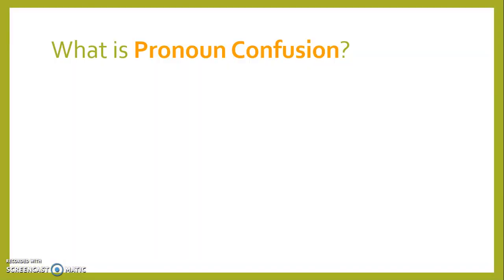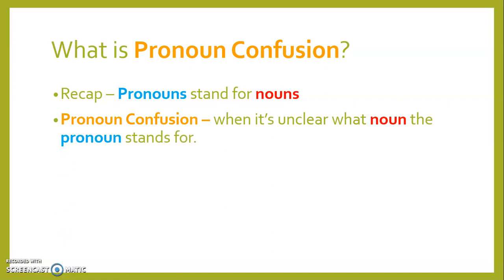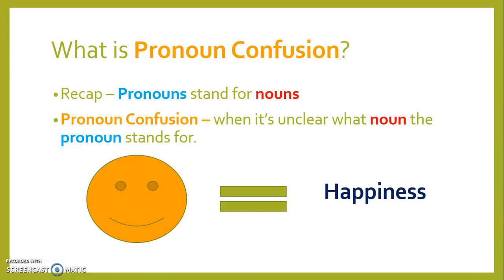What's pronoun confusion? Well, let's do a quick recap. What's a pronoun again? Pronouns stand for nouns. That is, they're words that stand for persons, places, things, or ideas. And pronoun confusion happens when we don't know what person, place, thing, or idea the pronoun's supposed to stand for. So remember, pronouns are kind of like symbols, like our friend the smiley face from last time. The symbol should always stand for an idea, or person, place, or thing that makes sense with the pronoun. So it makes sense for the smiley face to stand for happiness and not for something like sadness.